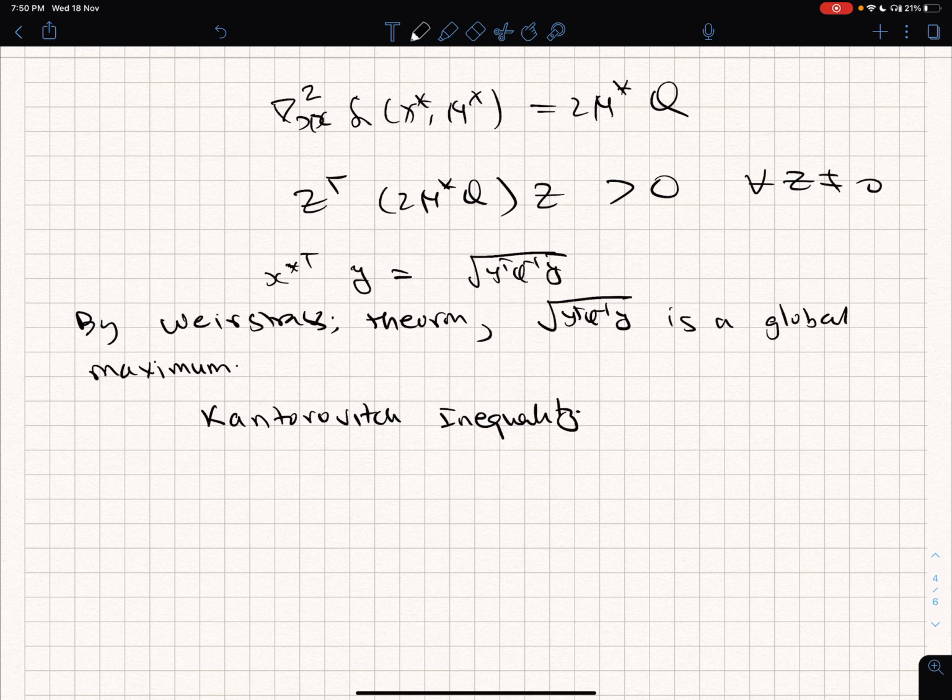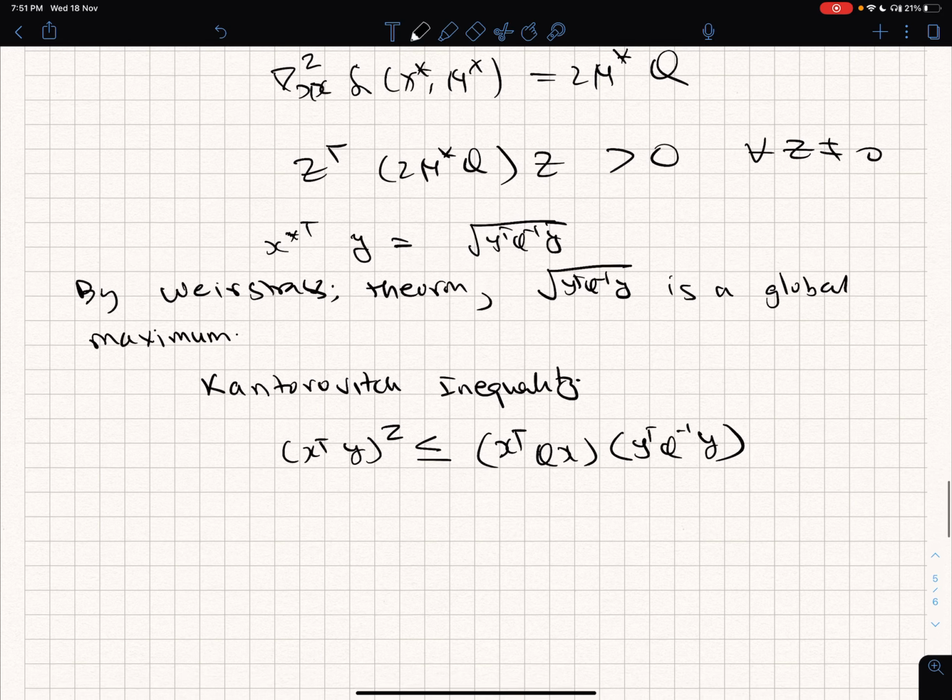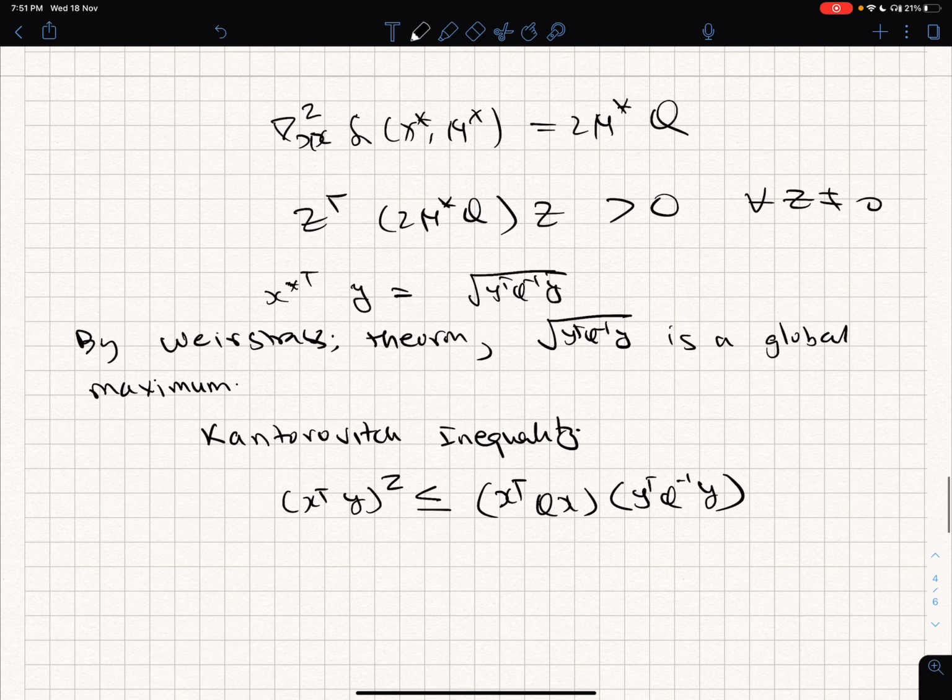The inequality that we want to prove is (x transpose y) whole square is less than or equal to x transpose qx, and this inequality is actually used in some optimization proofs also. So it's not just meant for discussion purposes, but I'm just going to derive it for you today. So (x transpose y) whole square is always less than or equal to x transpose qx times y transpose q inverse of y. This is what we want to show.